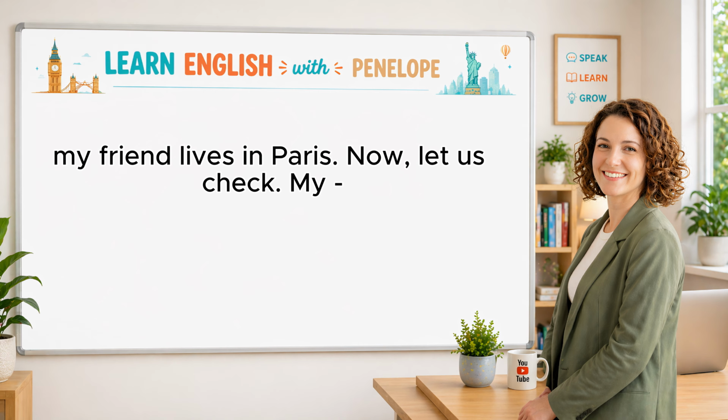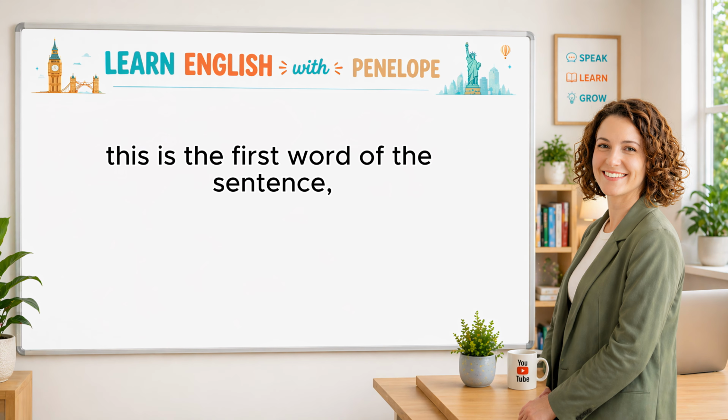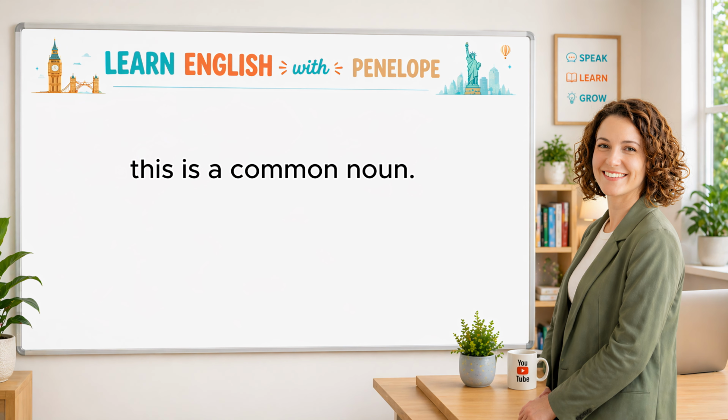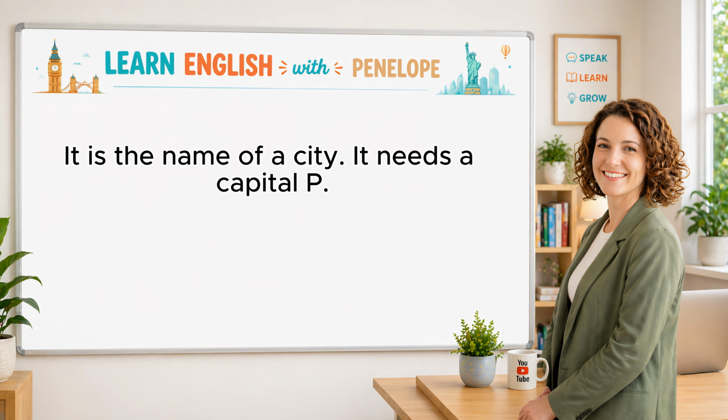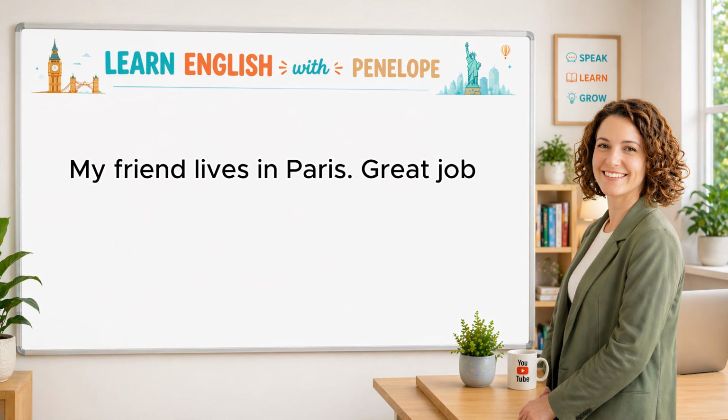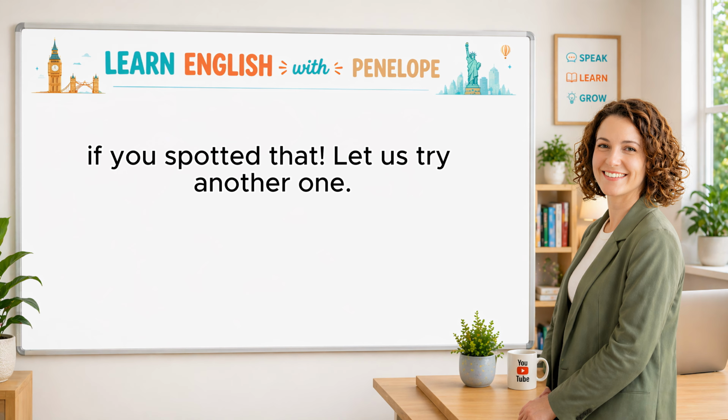Now let us check. My, this is the first word of the sentence, so it needs a capital M. Good. Friend. This is a common noun. No capital needed. Lives. A verb, not a noun. Paris. This is a proper noun. It is the name of a city. It needs a capital P. So the correct sentence is, my friend lives in Paris. Great job if you spotted that.